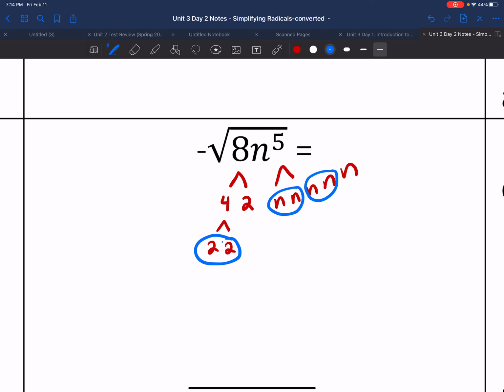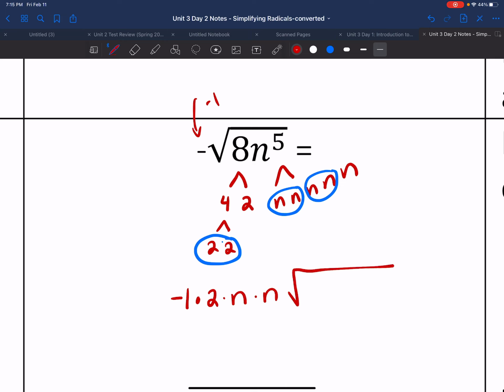So how do I write this? I have this negative sign. Okay, there's a negative 1. This right here is a negative 1. So I have negative 1 times, so I take one 2 from the pair and multiply that by negative 1, and I have a pair of n, so I multiply that by n, and then I have a pair of n's again, and I multiply that by n there.